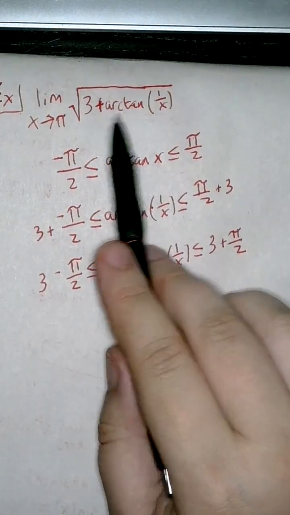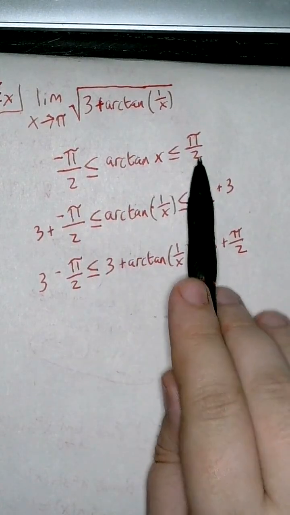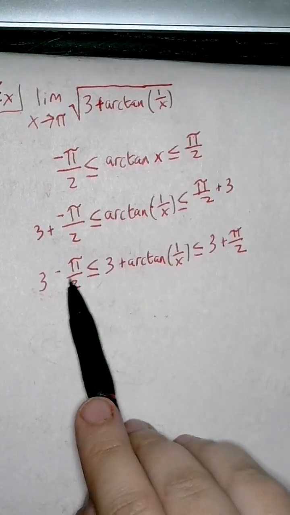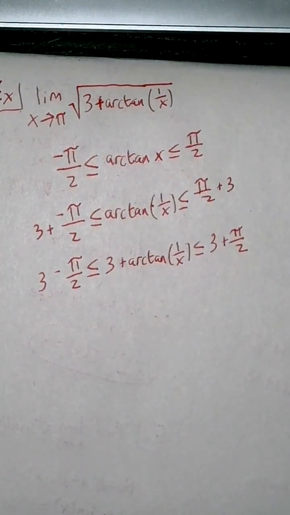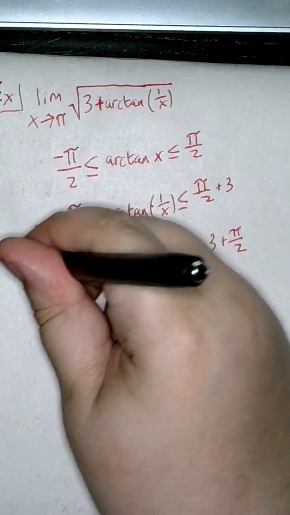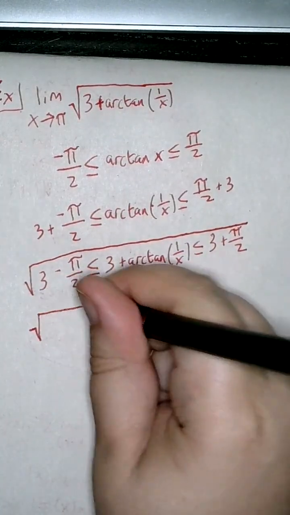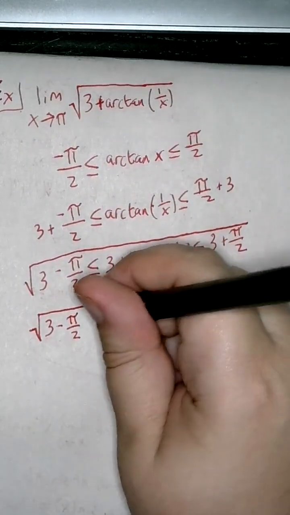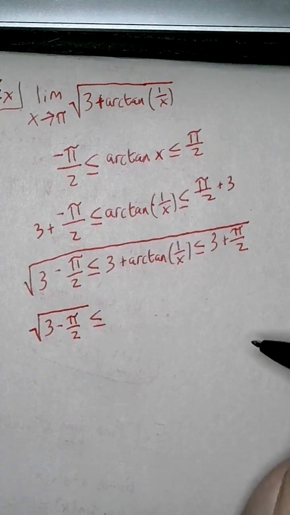So no matter what arctan is, because it's bounded between negative pi over 2 and pi over 2, if I add 3 to that, even if it's negative pi over 2, this is still going to be positive. So therefore, I don't have to worry about that being imaginary. So I'm going to take the square root of everything. So I have the square root of 3 minus pi over 2 is less than or equal to... Yep, this is squeeze theorem.